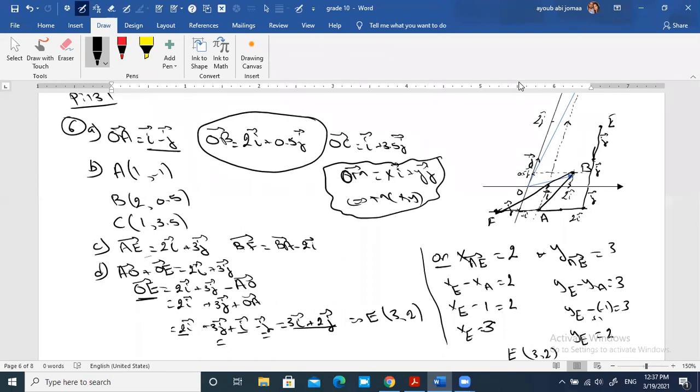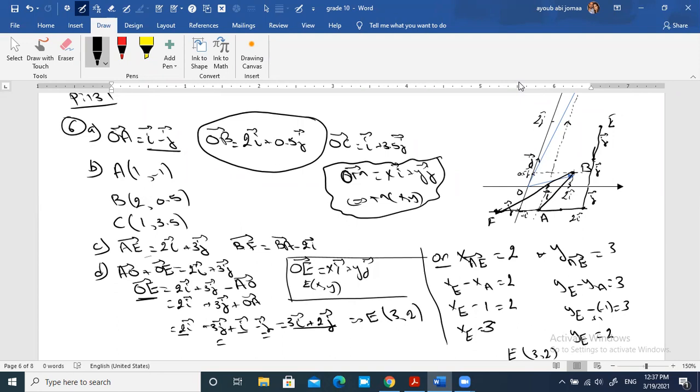It's like what we said. Any vector, if you have vector OE in the coordinate system OIJ, if OE is equal to xi plus yj, then the coordinates of point E will be x, y, the coefficients of I and J. So your point E will have coordinates 3, 2.